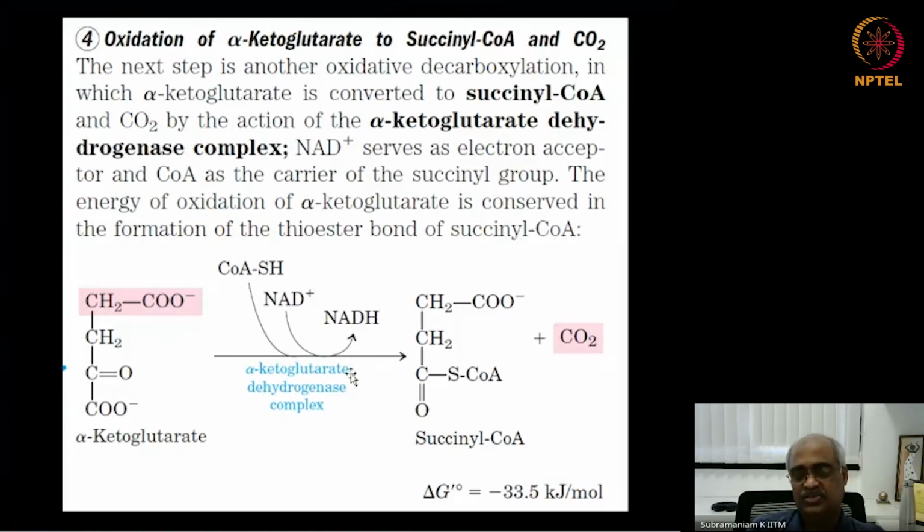This alpha-ketoglutarate dehydrogenase complex is very similar to pyruvate dehydrogenase complex that we just learned. And that is how alpha-ketoglutarate becomes succinyl-CoA. So there the end was acetyl-CoA. Instead, it is succinyl-CoA. So part of that oxidation energy is conserved in making this high energy thioester bond here. Okay. So that is how succinyl-CoA is produced by alpha-ketoglutarate dehydrogenase. So the fourth step is perfectly fine.